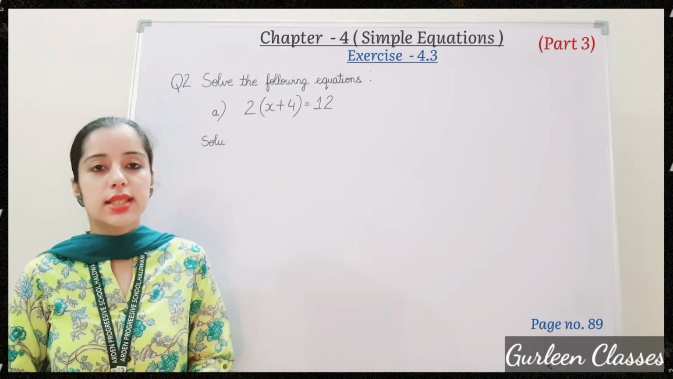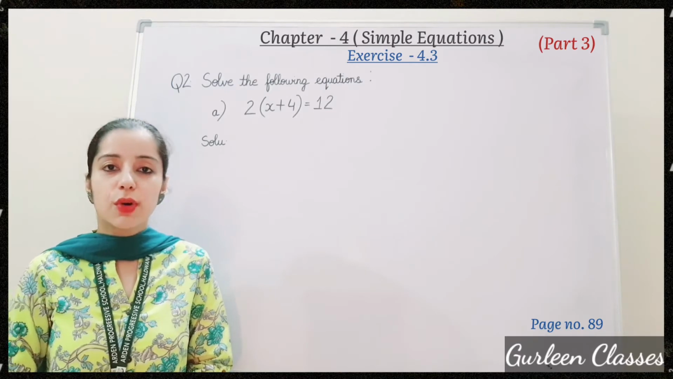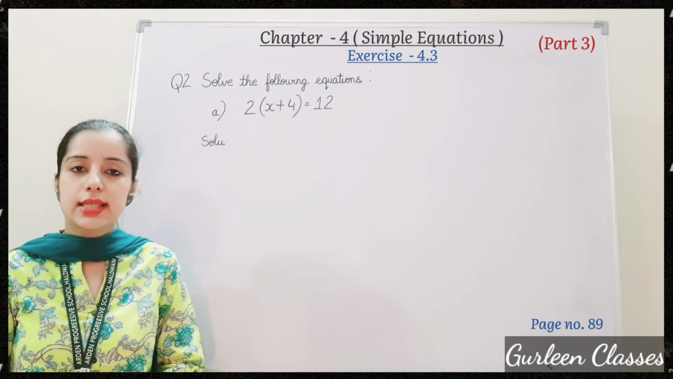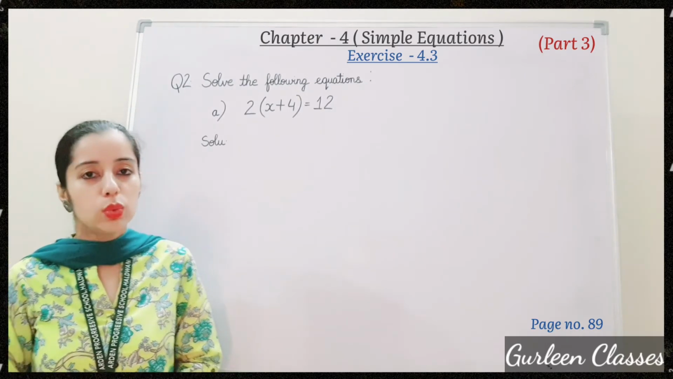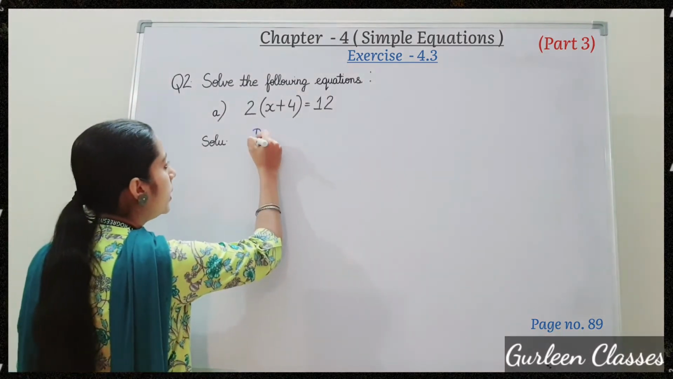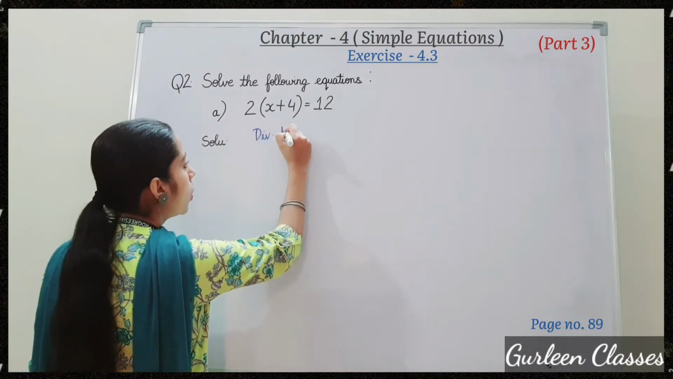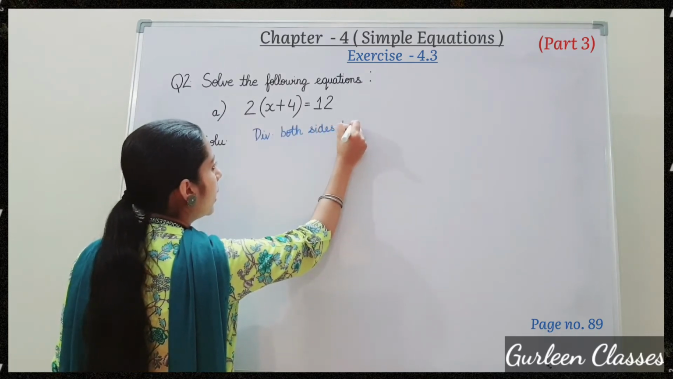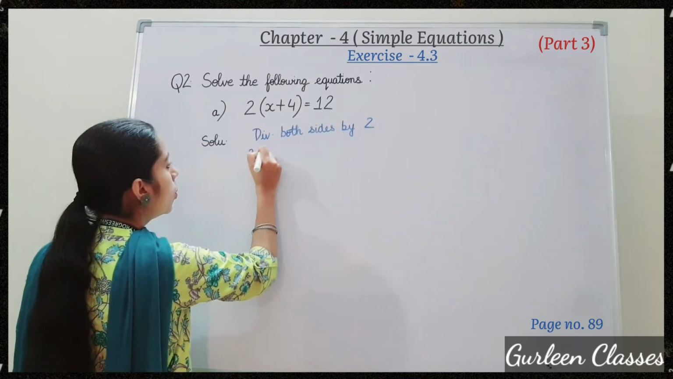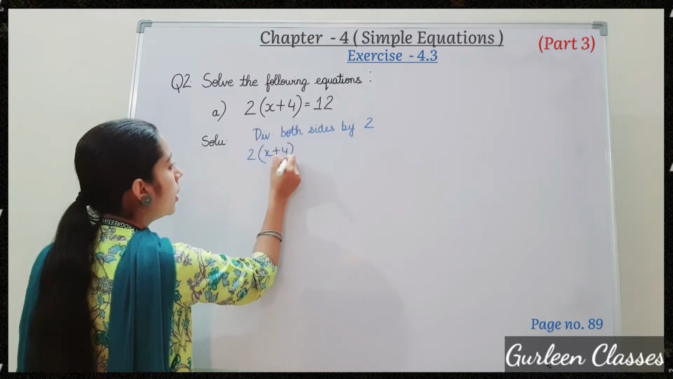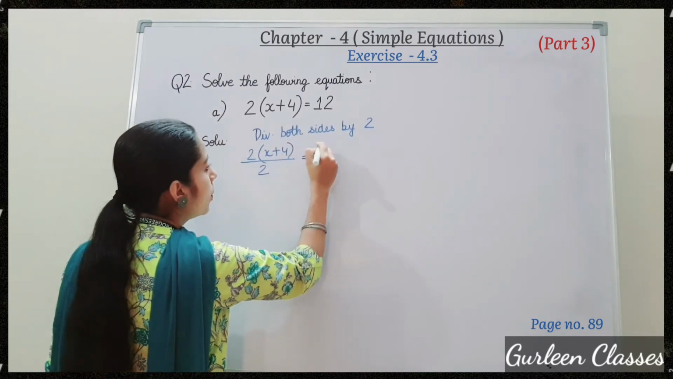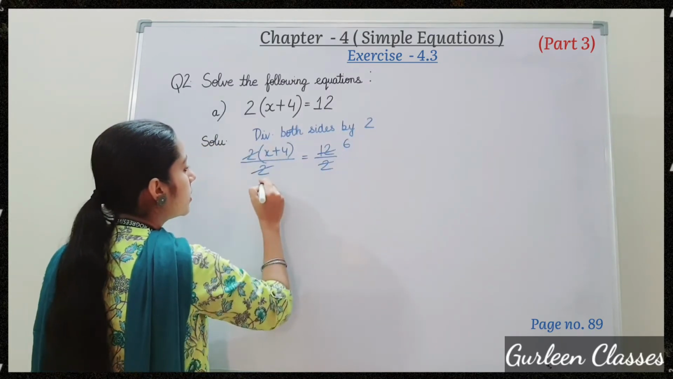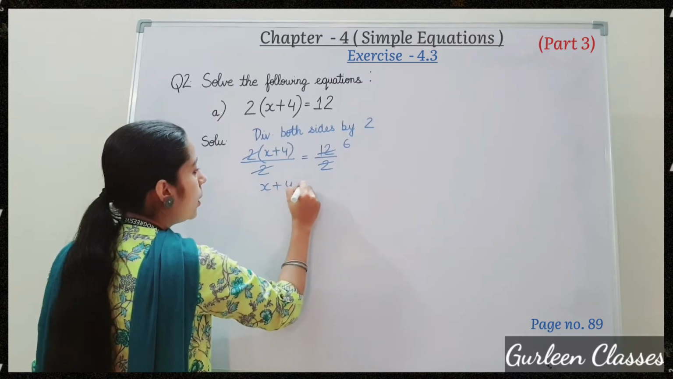Solve the following questions. Part a. 2 bracket x plus 4 is equal to 12. So our first step is to remove this 2 from the LHS. So we will divide both the sides by 2. So 2 bracket x plus 4 upon 2 is equal to 12 upon 2. 2 6s are 12, 2 cancels. x plus 4 is equal to 6.